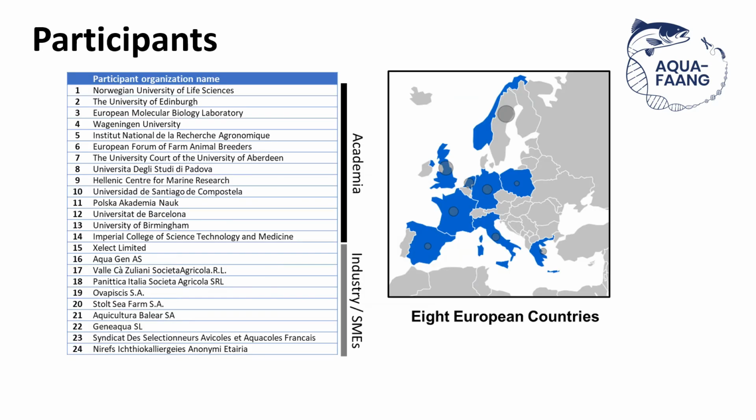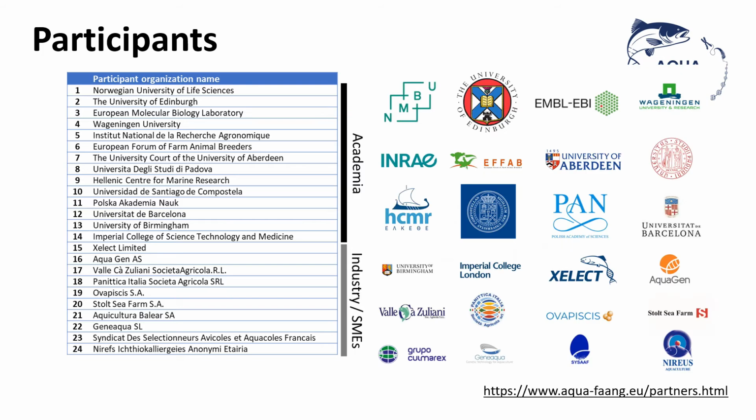AQUA-FAANG has participants from 8 different European countries, including a range of leading academic institutes, many of which are well-established contributors to the broader FAANG initiative. We also have industry partners on board that are spanning the different project species. These are mainly genetics and breeding companies who are interested in exploiting the functional data generated. If you'd like to find out more about our partners, then please see our project website where there's more details available.